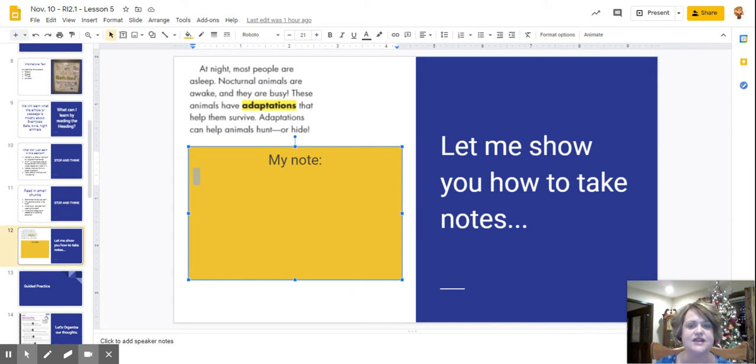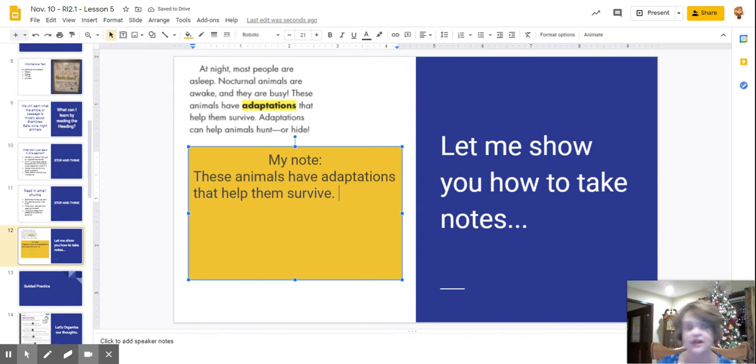So, Mrs. Deck, I know that you said I need to take a note on a bold word. I see a bold word here. And so I need to write that sentence. These animals have adaptations that help them survive. I don't really know what the adaptation is yet. Maybe they have night vision.